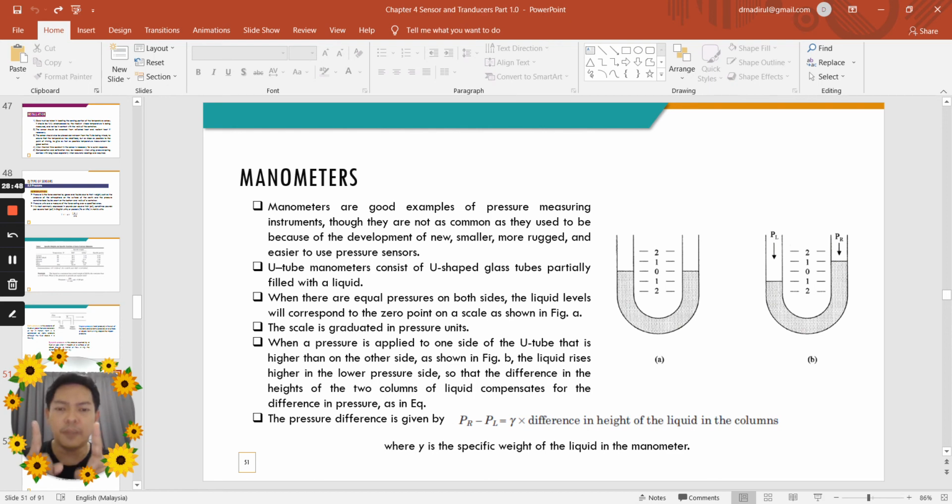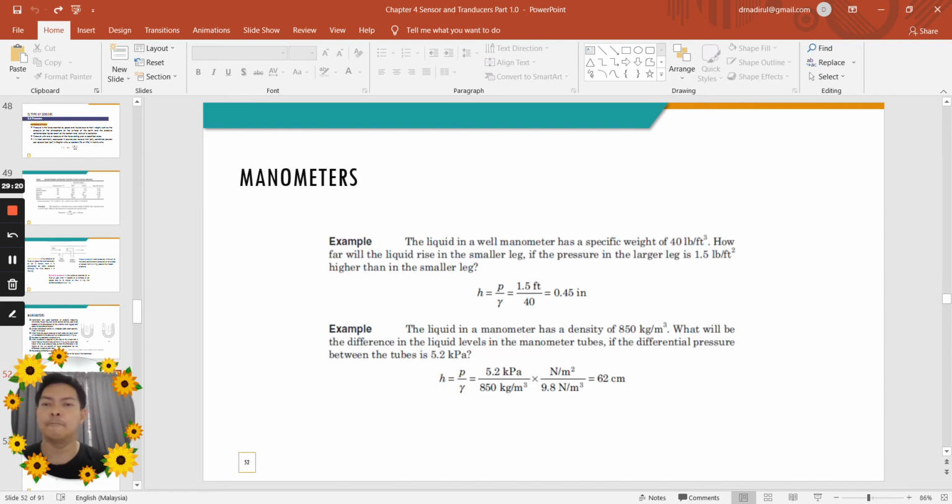When a pressure is applied on one side of the tube that is higher than the other side, as shown in figure B, the liquid rises higher on the lower pressure side, so that the difference in the height of the two columns of the liquid compensates for the difference in pressure, as shown in the equation below. The pressure difference is given by pressure R minus pressure L equals the specific weight of the liquid in the manometer multiplied by the difference in the height of the liquid in the column itself.